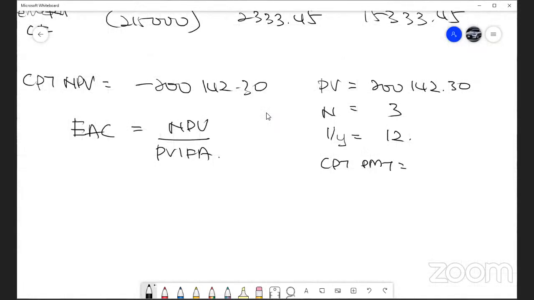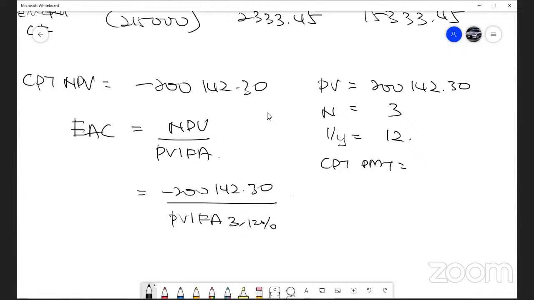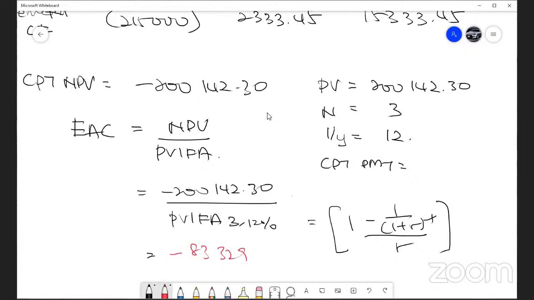For those who don't want to use the financial calculator, here will be negative 200,142.3 divided by PVIFA of period 3 and 12%. If you have a PVIFA table, you can use that. If you're using calculator, PVIFA is basically 1 minus (1 plus R) to the power of negative T, over R. You just replace the 3 period to T and the 12% to R as 0.12. You get the amount. Divide this, you get a negative EAC of 83,329. Here also will get the same thing.